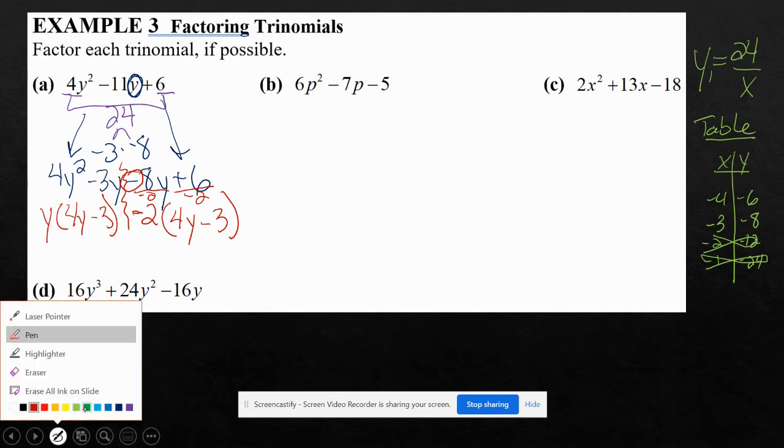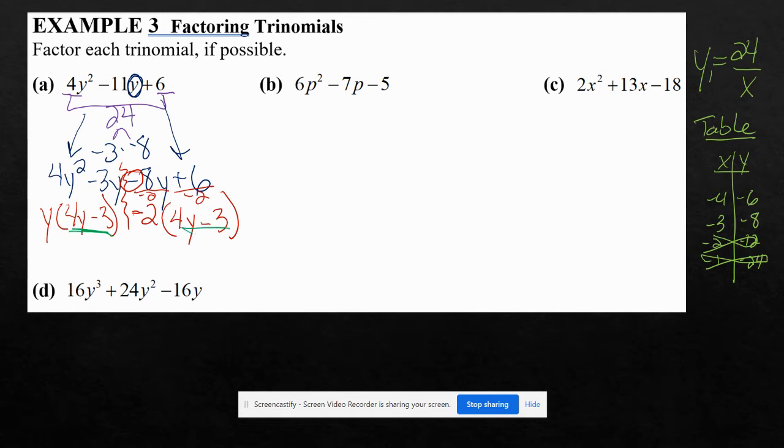We now have our new greatest common factor of 4y minus 3. Pull those out, we're left with y minus 2. And this is factored form. Now, some of you are going to say, well, what if I put the negative 8 first and the negative 3 second? Well, that's okay.